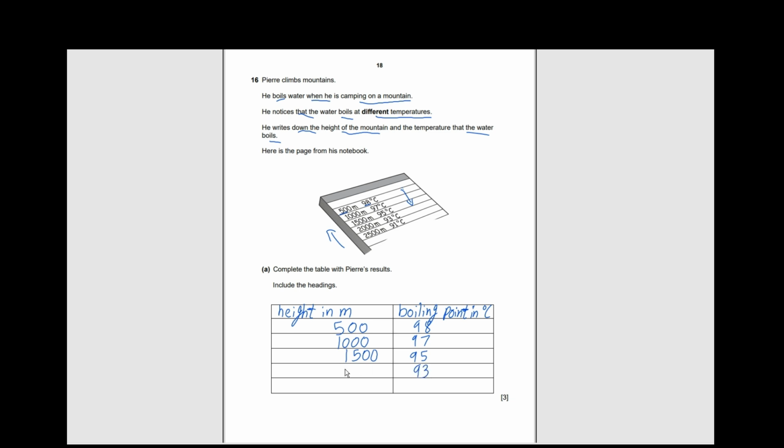93 for 2,000, and for 2,500 we have 90. I'm moving on.